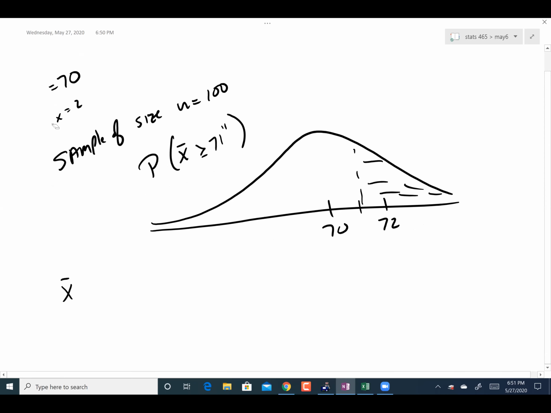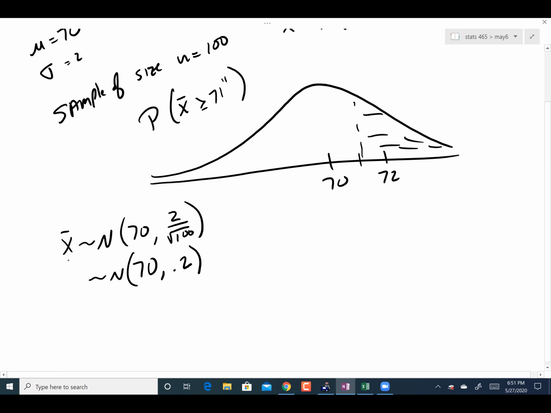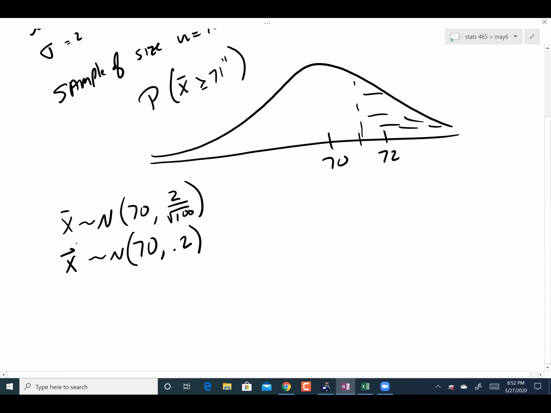I'm going to change these to the population so I don't confuse everybody, okay? So recall that the x's are, in this case, we know they have a normal distribution because it's height, and they have a mean of 70 and a standard deviation of 2. But the x bars are normal. They will also have a mean of 70, but their standard deviation will be 2 divided by the square root of 100, which is 0.2.